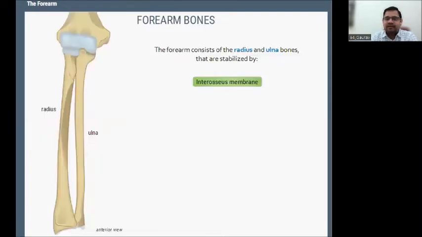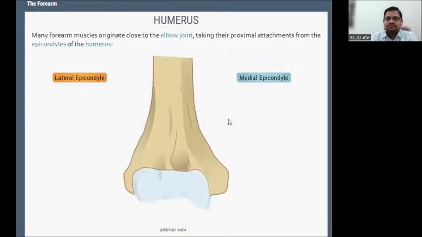So first of all, the bones of the forearm. It consists of the radius and ulna, as you can see, and they are stabilized by the interosseous membrane. This is the interosseous membrane. Interosseous means in between the bones, so in between the bones, the interosseous membrane is present.